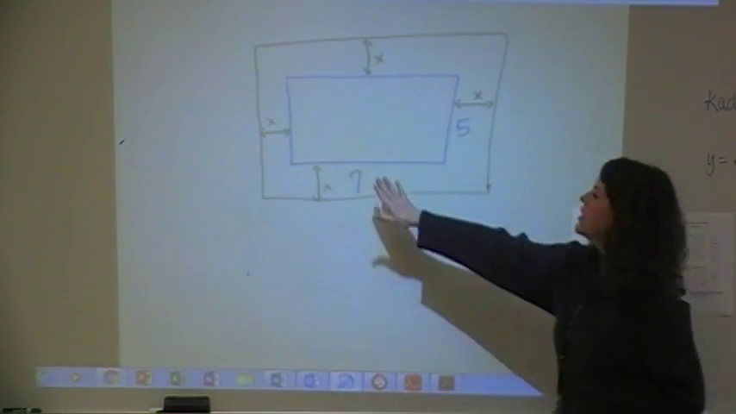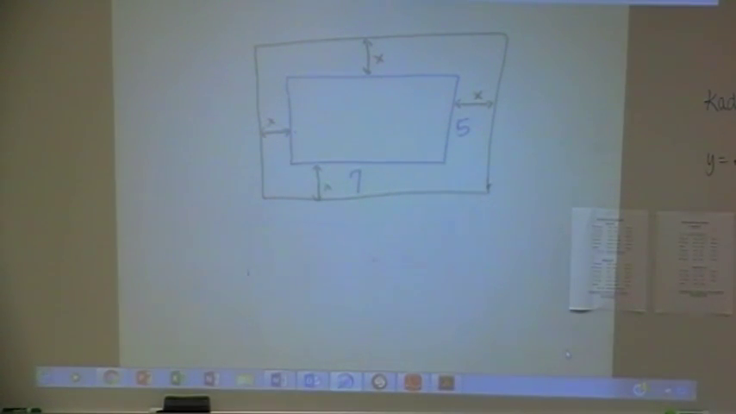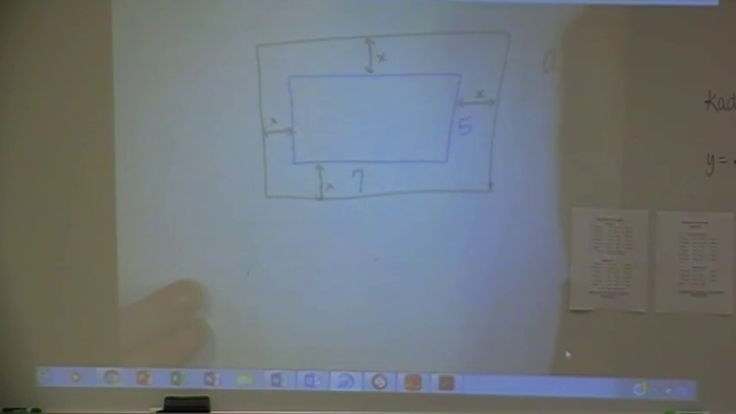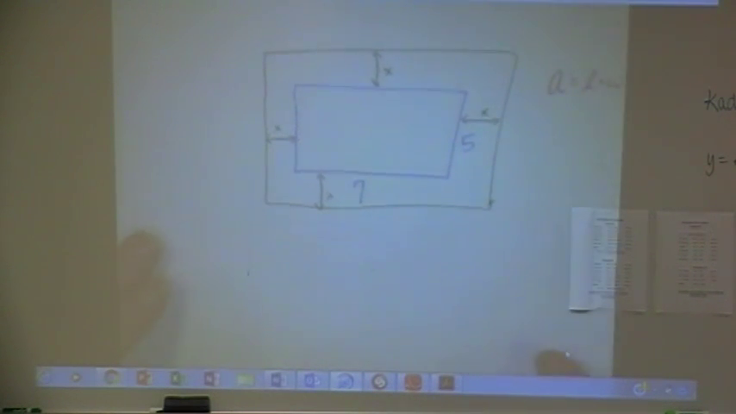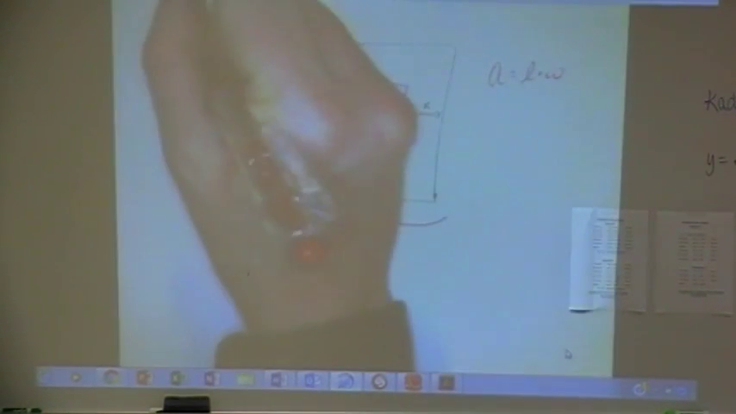Okay, so my gardener is interested in the total area. It says the area the pond and the sidewalk will encompass. How do you find the area of a rectangle? Length times width. Area equals length times width. Now we could, right now, find the area of just the pond, but he doesn't want the area of just the pond. He wants the whole thing. So he wants this times this.